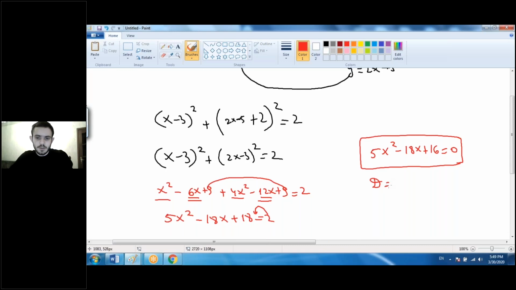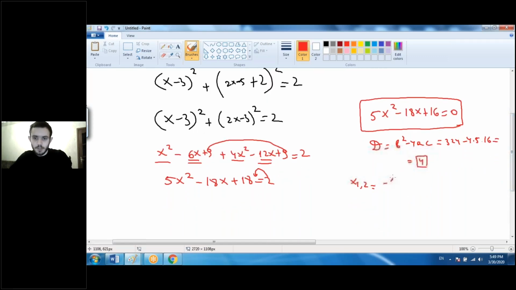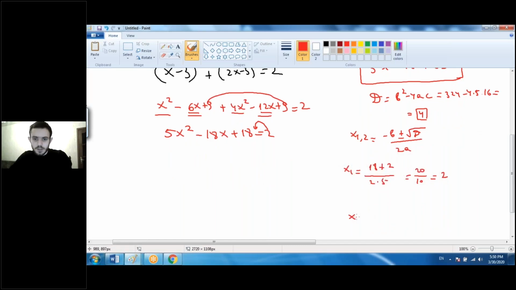Let's solve it using the discriminant. B squared minus 4ac, which is 324 minus 4 times 5 times 16. So the discriminant will be just 4. x1 and x2 are found using the formula minus b plus minus root of discriminant divided by 2a. So the first one will be (18 plus 2) divided by 2 times 5. So it will be 20 divided by 10, which is 2. And the second one will be (18 minus 2) divided by 10, which is 1.6. Now you have two x's.